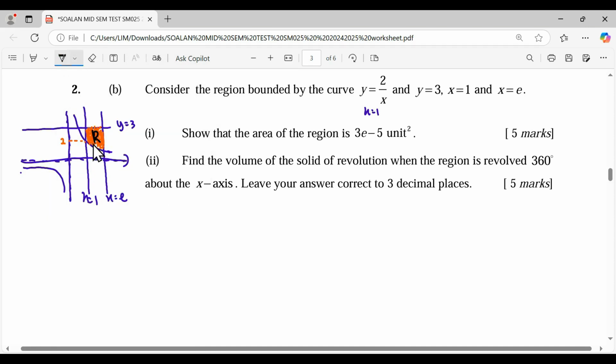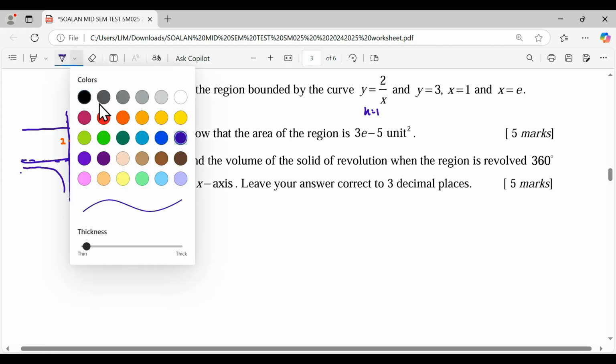I will calculate with respect to x. You can see this region is not attached to the x-axis, which means this region is under the two curve concept. It is beyond the x-axis, it is not attached. So with the two curve concept, we take the curve above minus the curve below it to find its area.